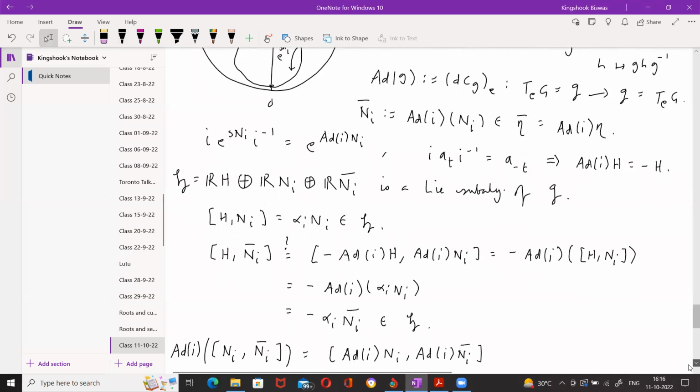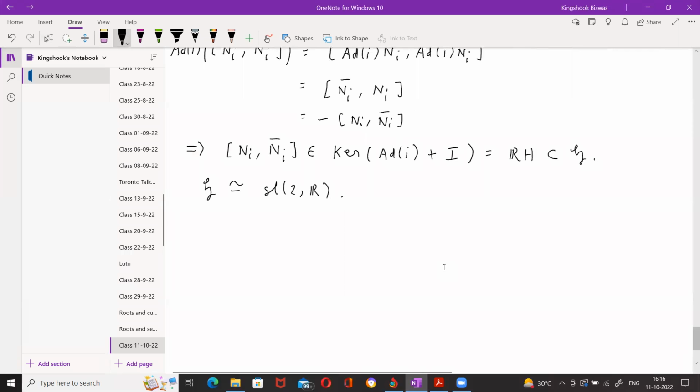So now I get a Lie subgroup, therefore. What should I call the subgroup? I can't use H because H is already there. Just some name. So S is equal to, let me call it, exp of the span of H, Ni, and Ni bar. This is a subgroup of G, which contains e to the tH.